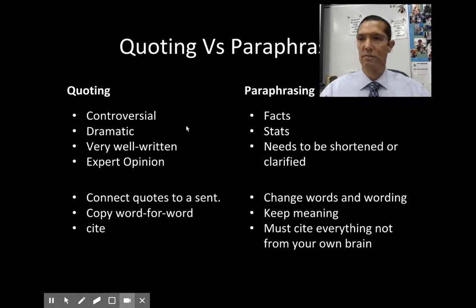Does that work better? Okay, so first you have to know the difference between quoting and paraphrasing. Quoting is writing what your source says word for word. You put it in quotation marks, and then you cite it. If you paraphrase, you put it in your own words, but the information is the same. You still cite it, and I'll explain how to do that.